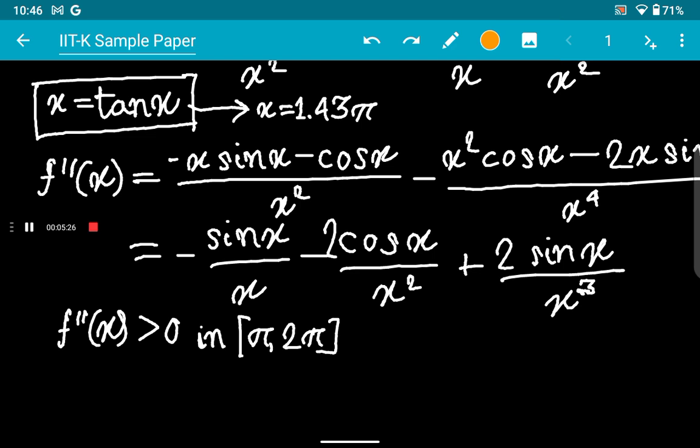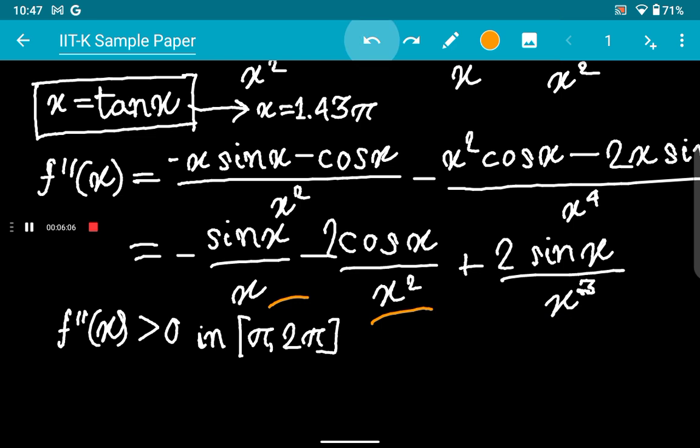Now you have to see whether it is negative at any point, positive at any point, or maybe negative in whole, positive in whole. So if you see in the pi to 2 pi interval, sin x by x, sin x is negative, cos x is also negative. So this term becomes positive. This term is negative, but this is always smaller, this is just common sense. The interval is pi to 2 pi and pi is larger than 2, so the magnitude of this negative will be smaller than the magnitude of this positive.